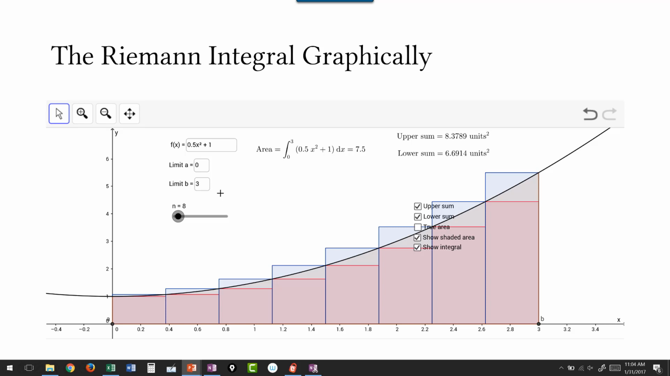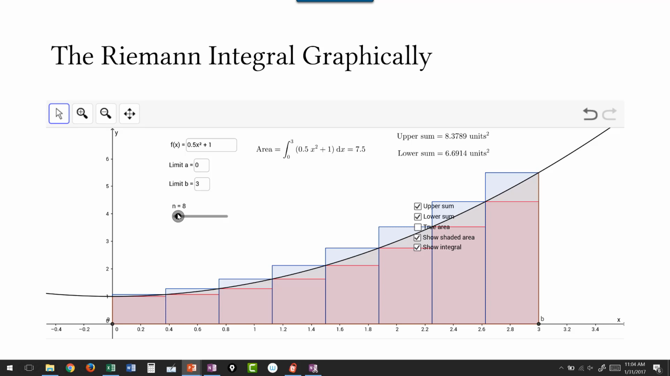And if I stop at 8, we see that now each of our rectangles has a much smaller error when compared to the area under the curve. Our upper sum is now much closer, 8.3789, to the true area, which is 7.5, and the lower sum is closer than it was before as well.